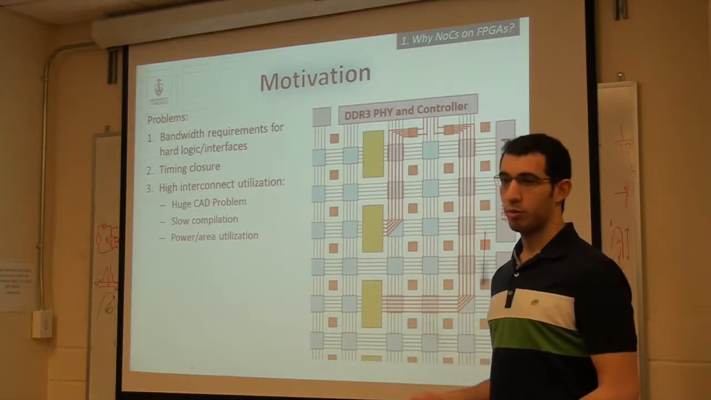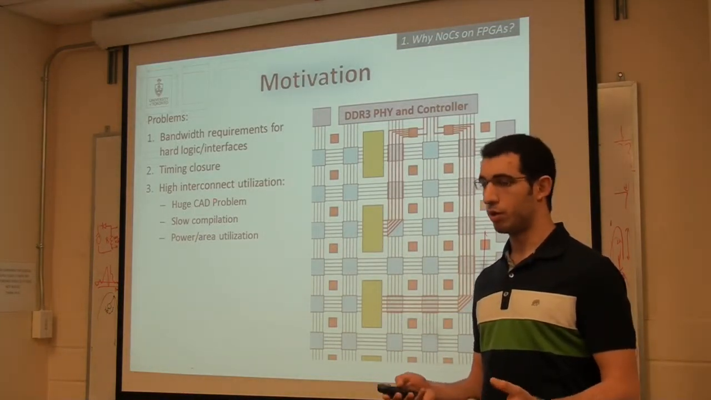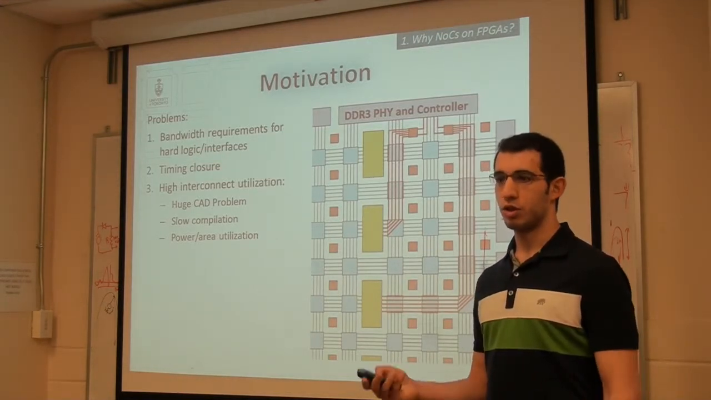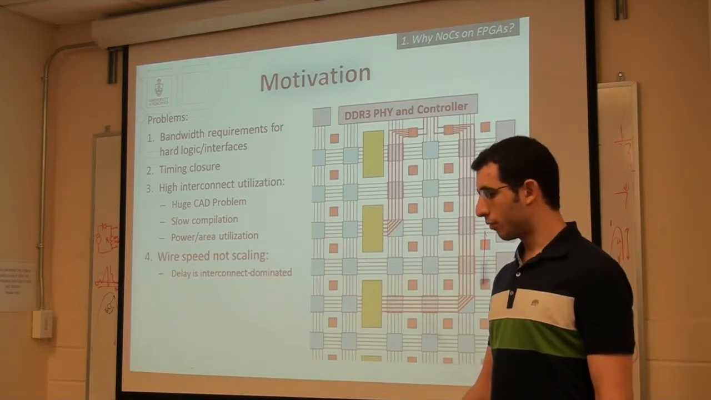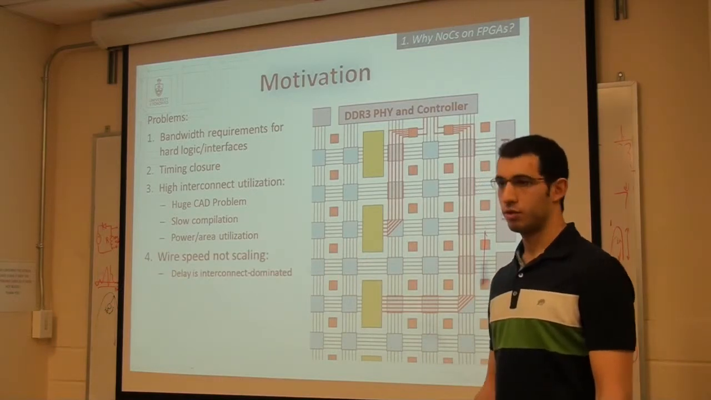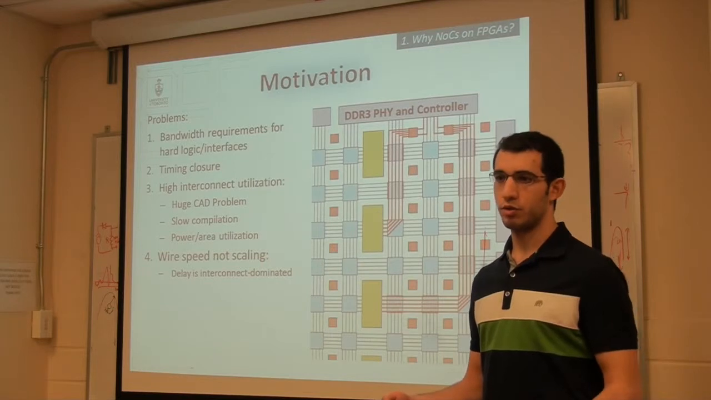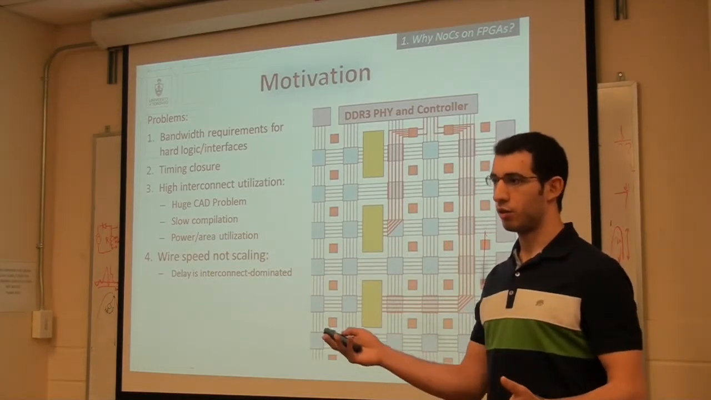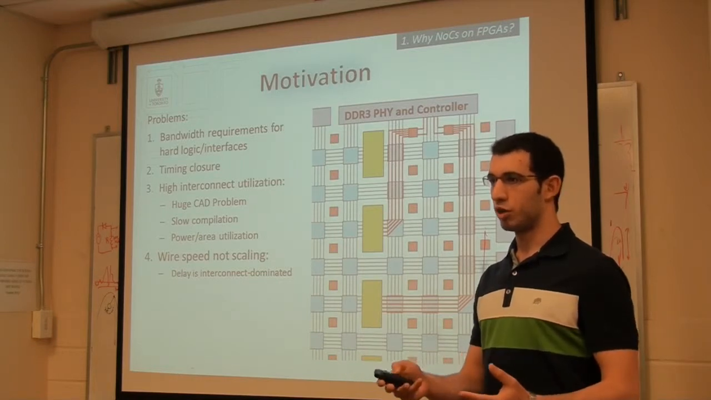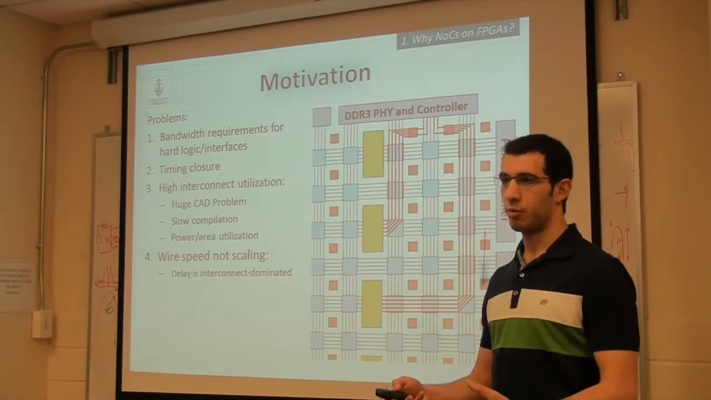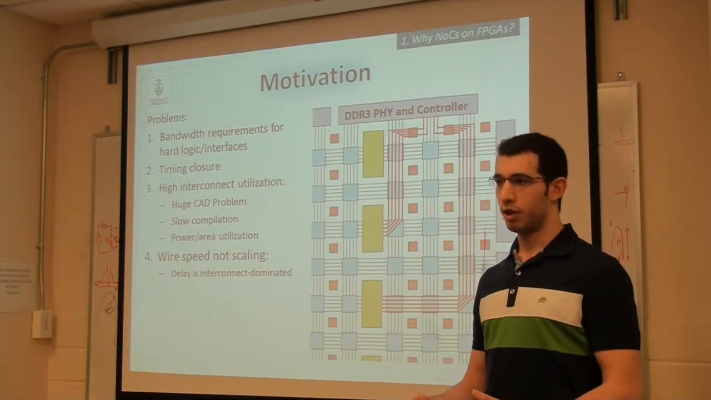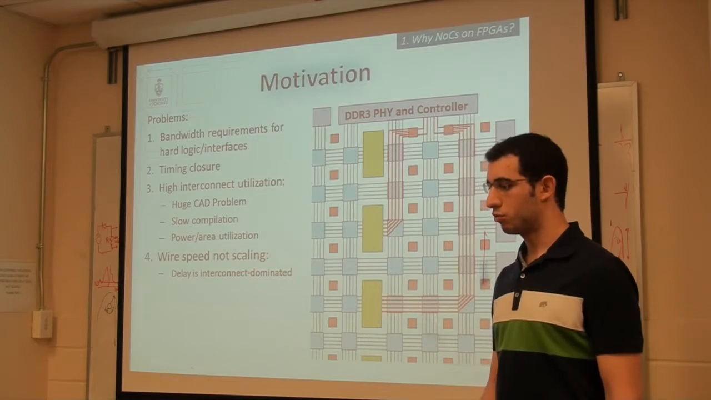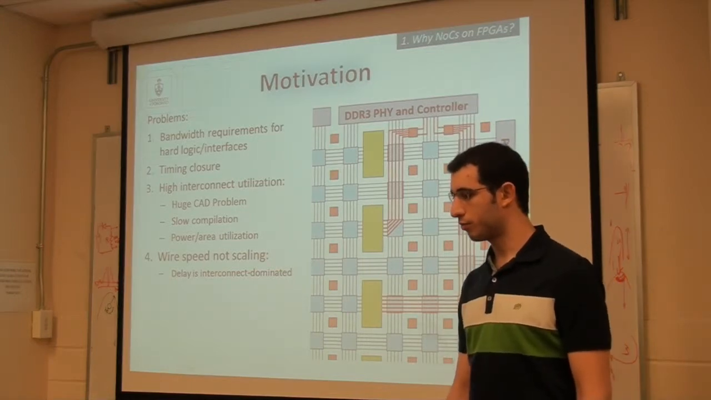So it's a huge gap problem. It chews up a lot of the power and area available to us on the FPGA, and it causes slow compilation among other things. The fourth problem is a more fundamental one, is that global wiring is not scaling very well as transistors. So to get a metal wire that spans the entire chip, it is not scaling as well as transistors. So delay is becoming more and more interconnect dominated, making it harder and more difficult for designers to complete designs using these, basically, unstructured wires.